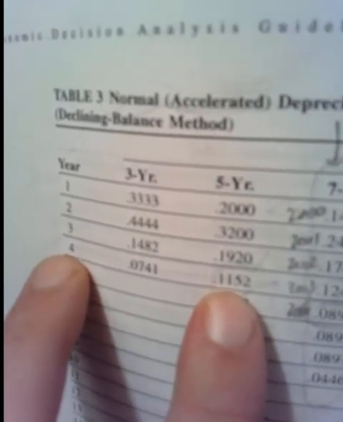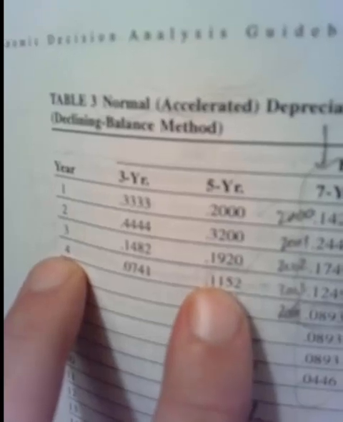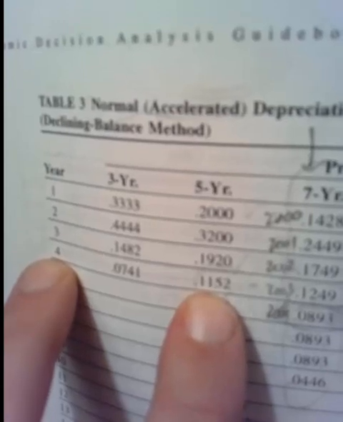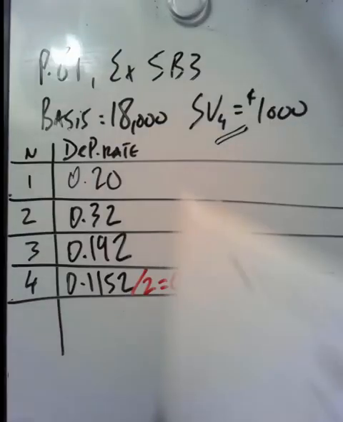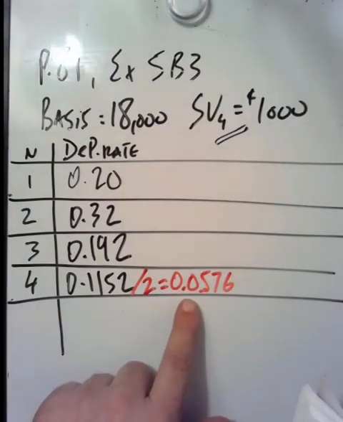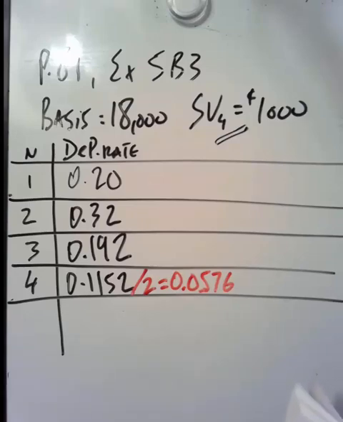So for year 4, that's the year we're selling it, we were supposed to record 11.52% of depreciation for the entire year, but because we are selling it, we're just recording half of it, and that half is 0.0576, the same as to say 5.76%.